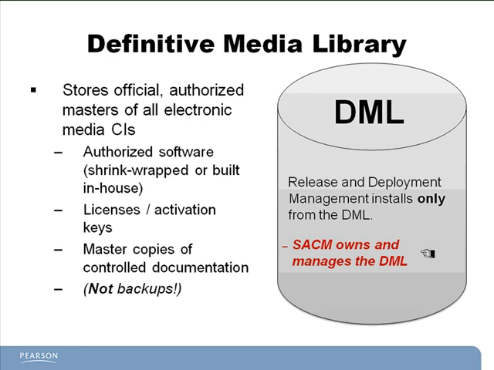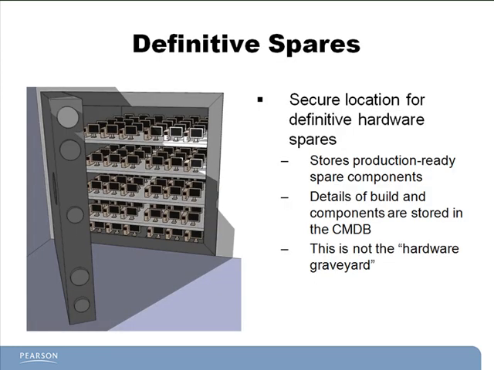If we need to update the DML with a new version of a piece of software, then that is going to go through change management. If the Definitive Media Library stores definitive versions of your electronic media, then hardware is stored in a closet labeled Definitive Spares. Now, this isn't your hardware graveyard where you store half-broken components and random cables. This is where production-ready spare parts or entire spare systems are sitting, ready to be deployed if necessary.